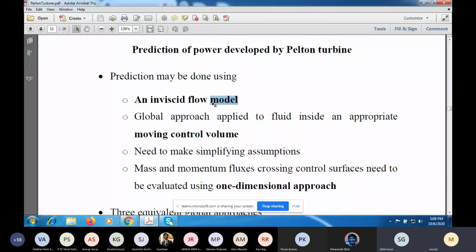Sir, what is the use of that surge tank in the last figure? Pardon? What is the use of this surge tank? Surge tank. Oh, surge tank. Okay.